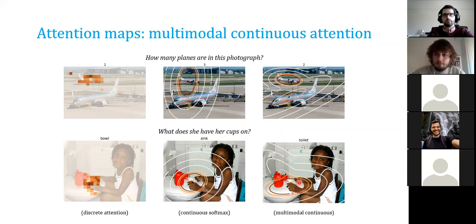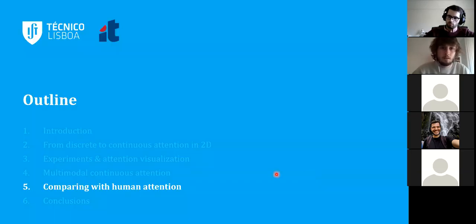So notice that in this case, the model opts to use 2 Gaussian components, and one of the means is here near her hands, and the other is here near the red cup.